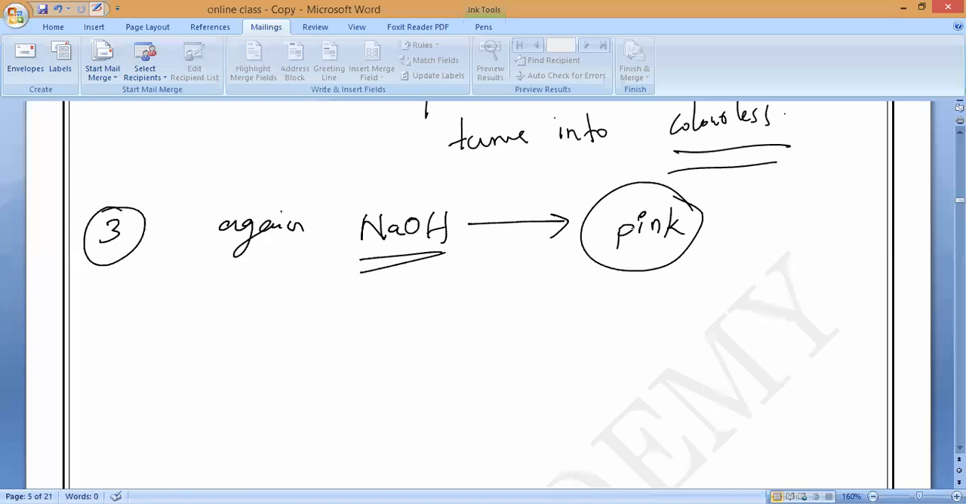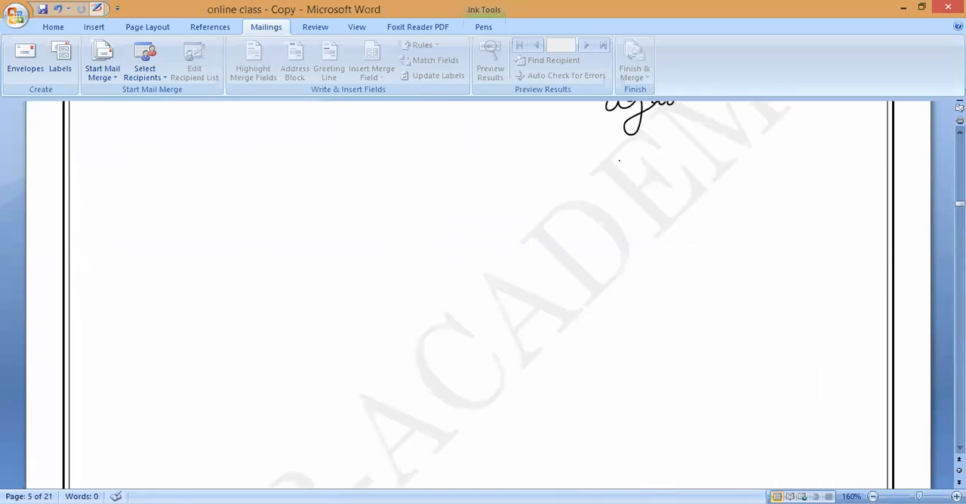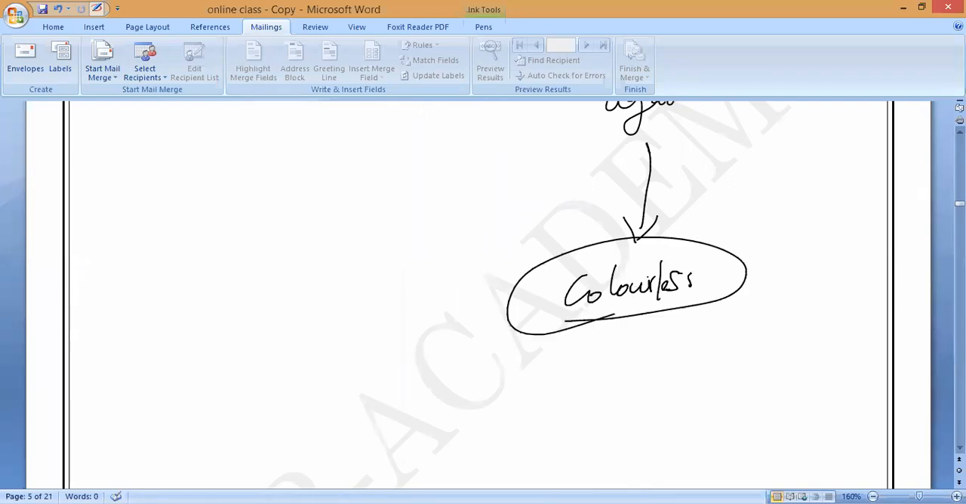So if we add sodium hydroxide, it turns into pink. Now if you add acid again, it will turn colorless. Do you understand all of you? Colorless. That is what will happen. That's all. So this is what you have to remember.